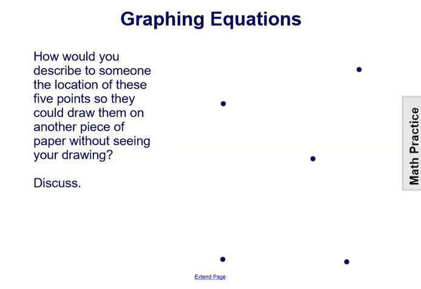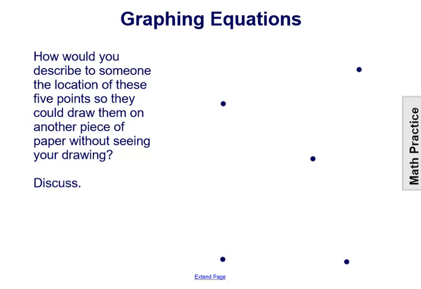So what is the Cartesian plane, or why do we have it, or how do we graph equations or linear equations? Well, it all started with the idea of how would you describe to someone the location of these 5 points so that they could draw them on another piece of paper without seeing your drawing? That's the question, and that's what these mathematicians were studying, and that's what they were trying to answer.